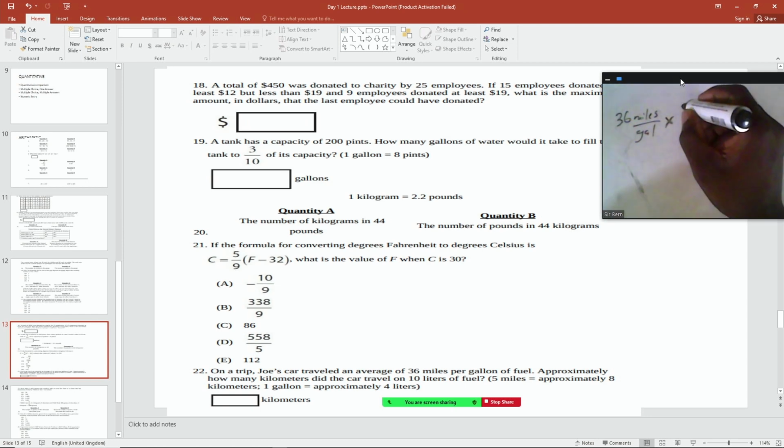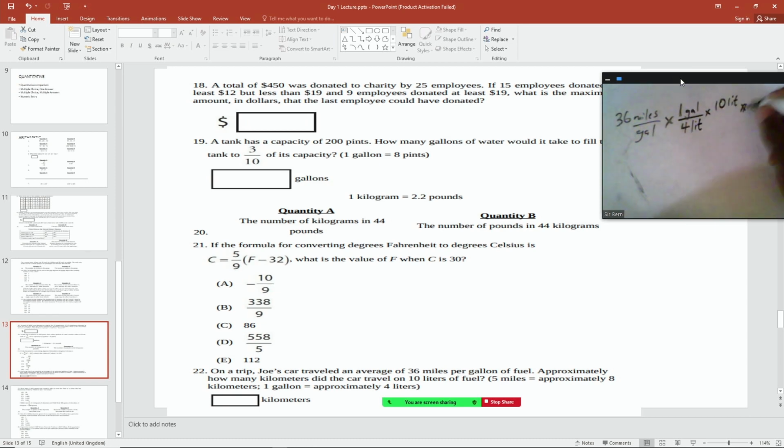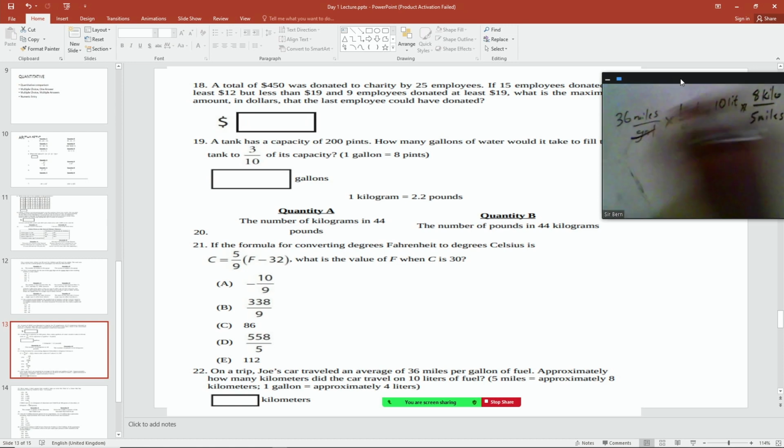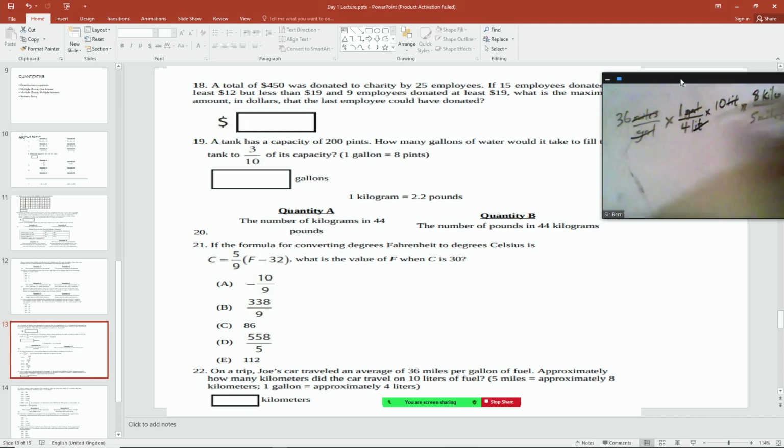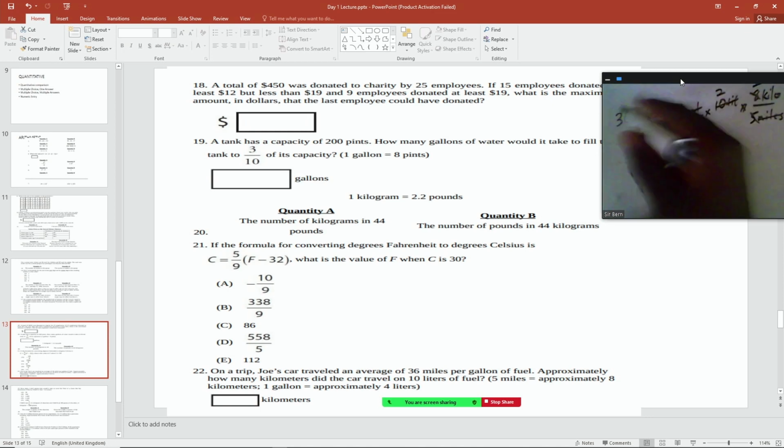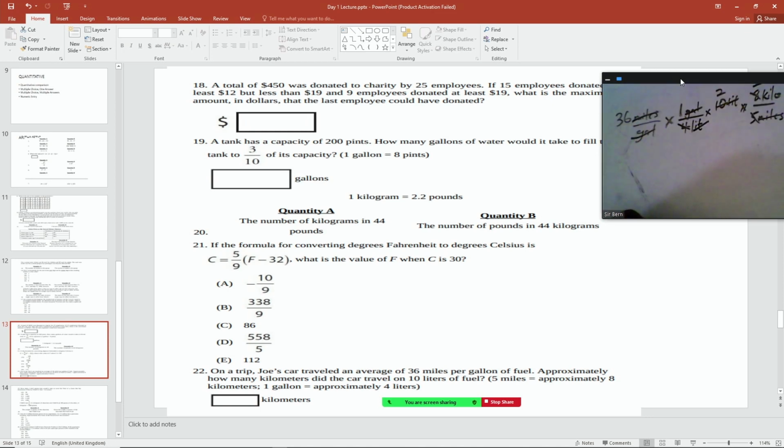So we have 1 gallon divided by 4 liters, and actually we use 10 liters. Then we have 5 miles is approximately equal to 8 kilometers. So gallon will cancel gallon, miles will cancel miles, and liters will cancel liters. So we are left with kilometers. Right now we have 36 times 4, which will give us 144 kilometers. So you type that 144 into the box you are given.